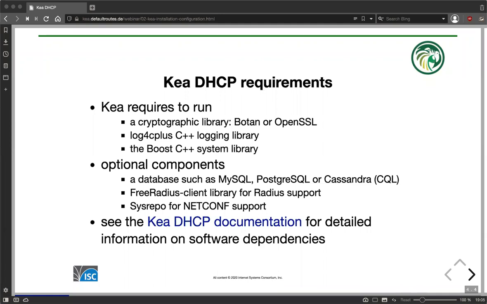Optionally, you need a database, but you can also run Kea without a database, just with a lease file on disk. For large installations, it might be good to have an SQL database. We talk about sizing and decisions whether to use a database or not in one of our later webinars. There's support for Radius with the free Radius client. And if you use NETCONF and YANG, which is a modern replacement of SNMP, you can do that as well. And the Kea DHCP documentation, which is linked from here, has detailed information on the dependencies.